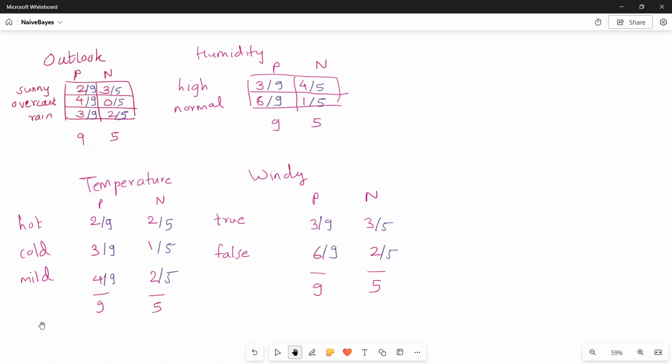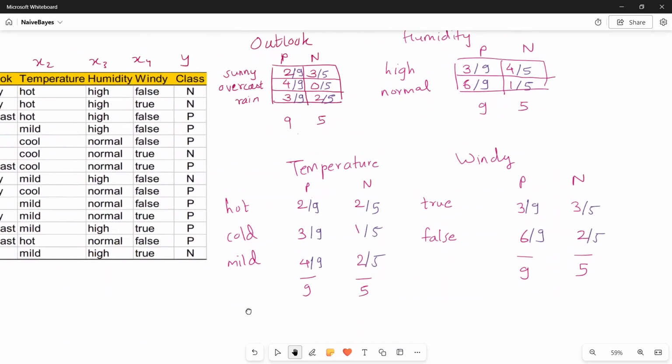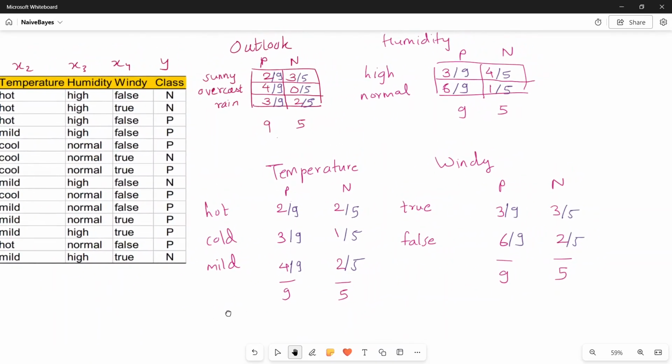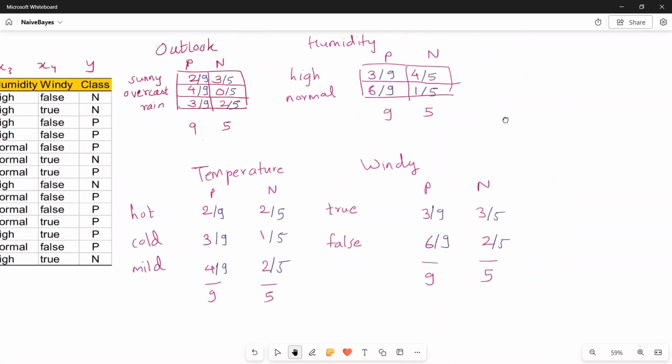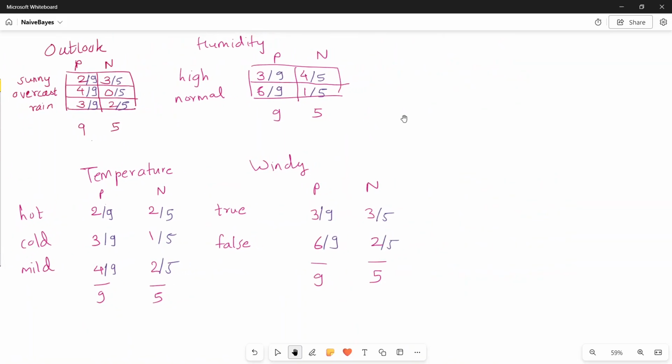Okay, now one more thing that we'll need is the probability of P and the probability of N. If you calculate, there are a total of 14 rows. Out of those 14, 9 of them are P and 5 of them are N. So the probability of P is 9 by 14 and the probability of N is 5 by 14.